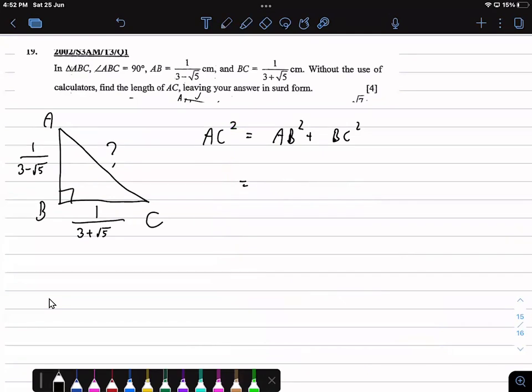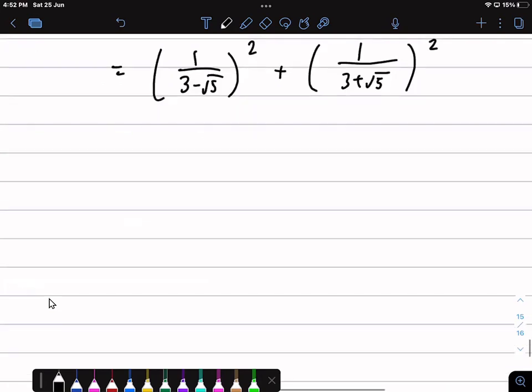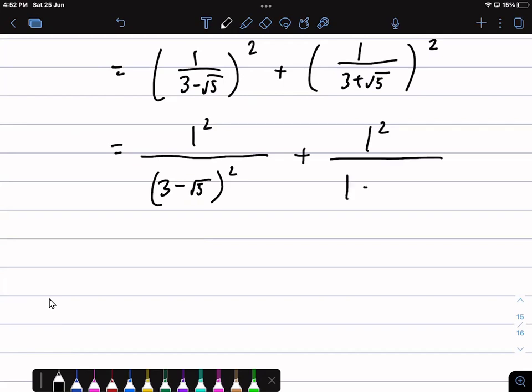Okay, let's find out what's AC square first. So it's AB, which is 1 over 3 minus root 5 square plus, yeah, I should write this down. Square root later, exclamation mark. BC is 1 over 3 plus root 5 square. Okay, zoom in. Let's see how to simplify this. 1 becomes 1 square. 3 minus root 5 becomes 3 minus root 5 square. Same thing with the other guy. Of course, 1 square is just 1.